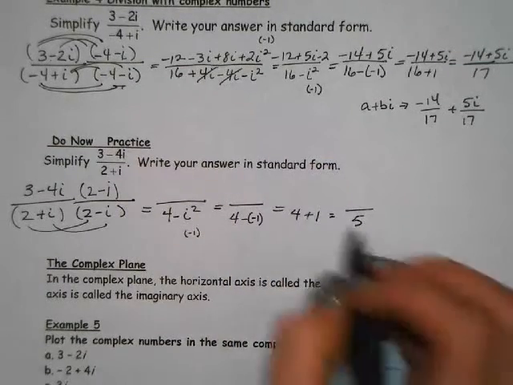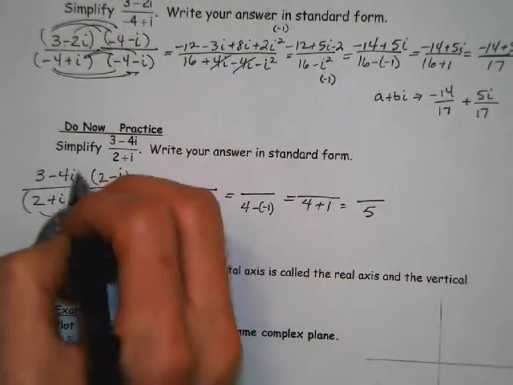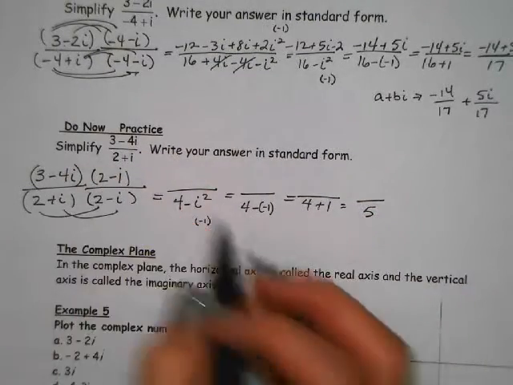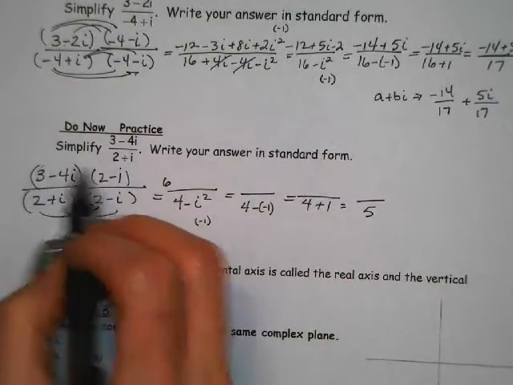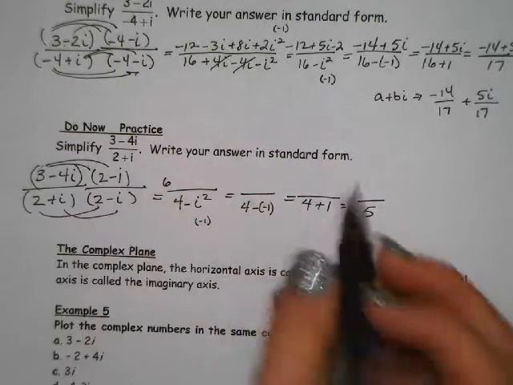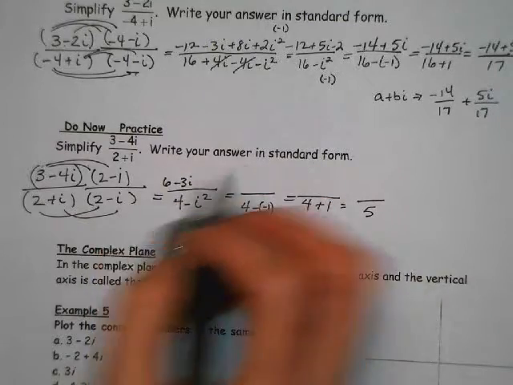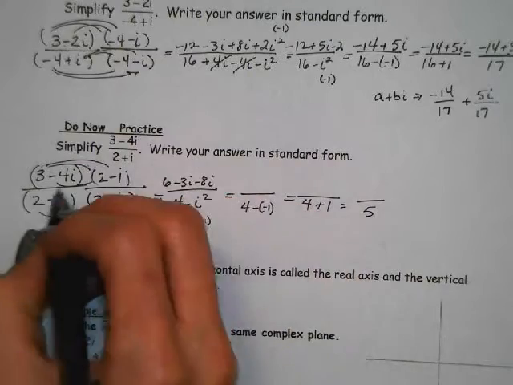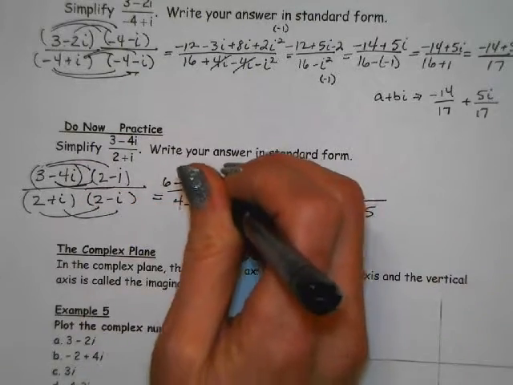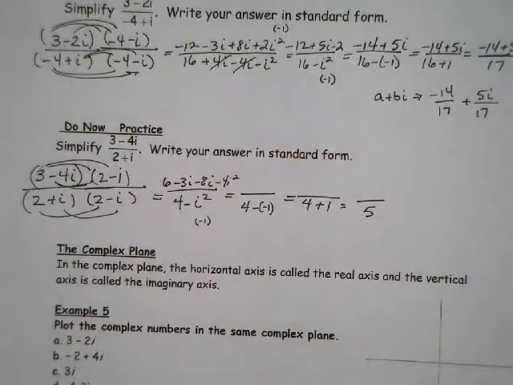So that's my denominator. On my numerator, I would have 3 times 2, which is going to be 6. I'd have a 3 times a negative i, which is negative 3i. I would have a negative 4i and a 2, which is negative 8i. And then I have a negative 4i and a negative i, which is negative 4i squared.